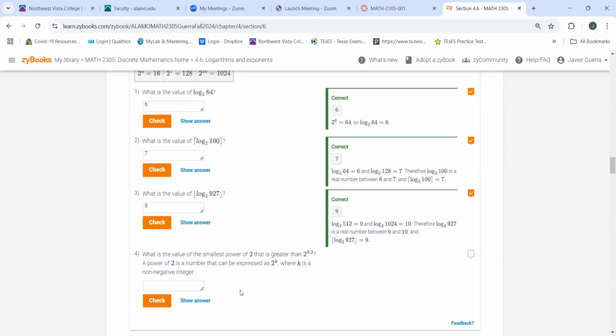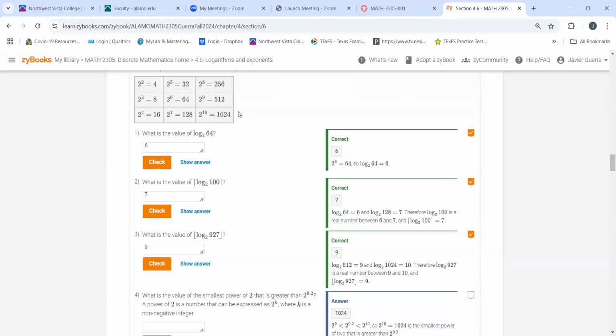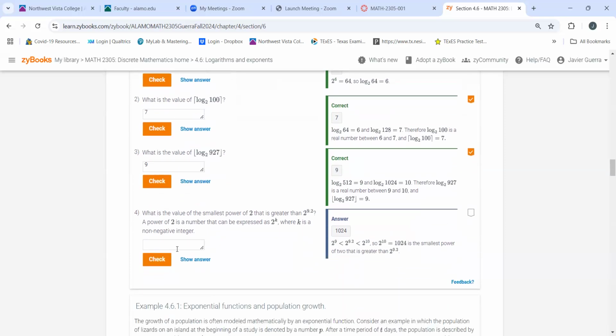What is the value of the smallest power of 2 that is greater than 2 to the 9.2? The power of 2 is a number that can be expressed as 2 to the k, where k is a non-negative integer. So that one would be 1024. I want the value of the smallest power of 2 that is greater than 2 to the 9.2. Well, 9.2, it has to be 10. 10 has to be greater than 9.2, so it has to be 1024.